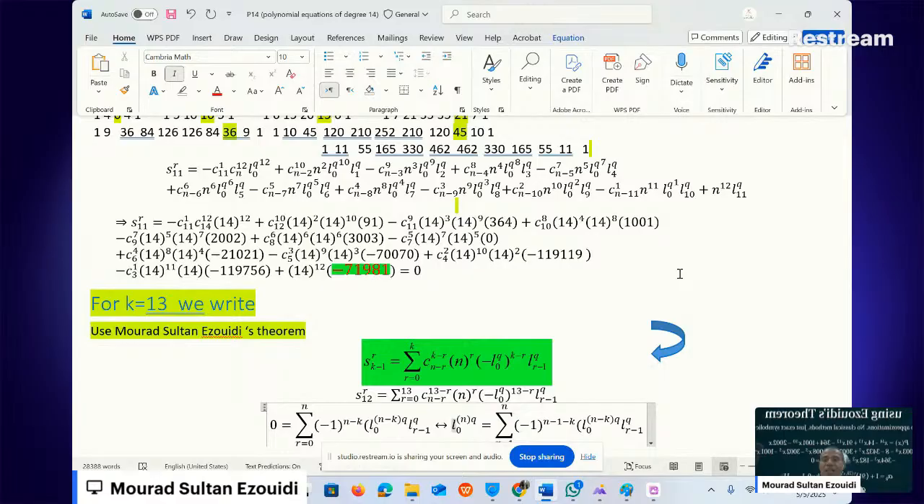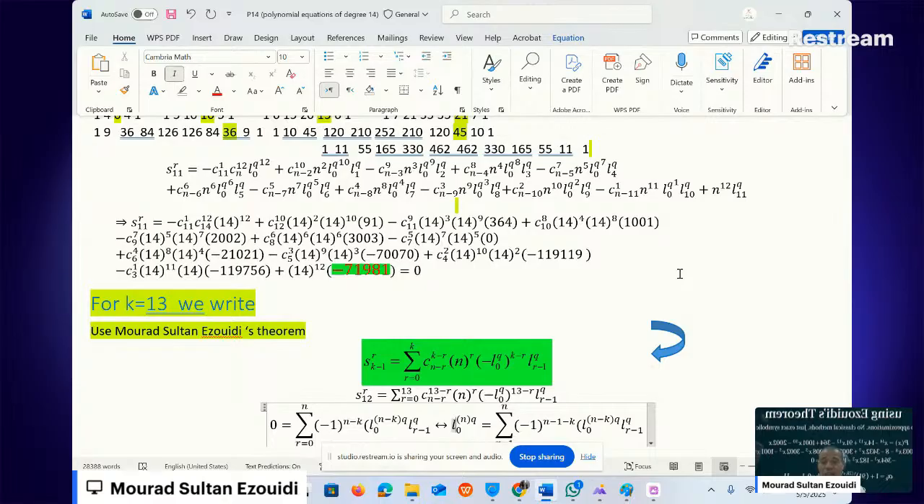Means that you control the core of the nth degree equation, and you extend the impossibility. When n is more than or equal to 5, Abel said no. Mourad Sultan Ezouidi opened the door and said yes, we solved the fifth degree. We also solved the sixth degree, the seventh degree, the eighth degree, the ninth degree, the 10th up to 14th, and also 18th and so on. So this approach can be 100% applied for any polynomial equation.